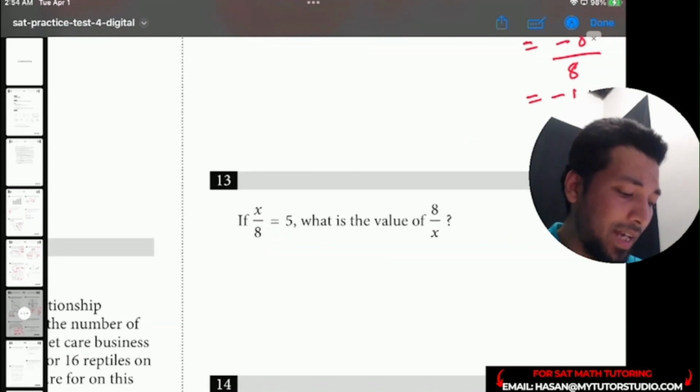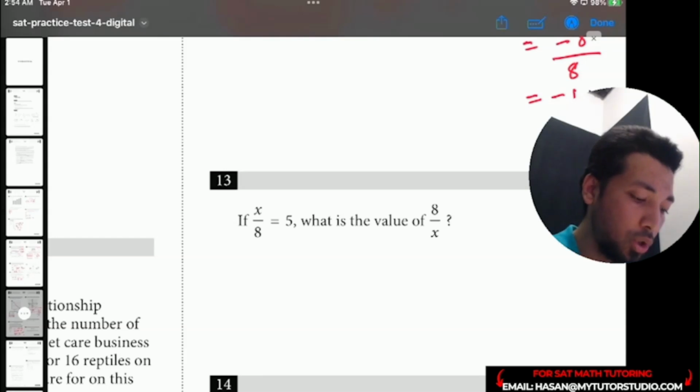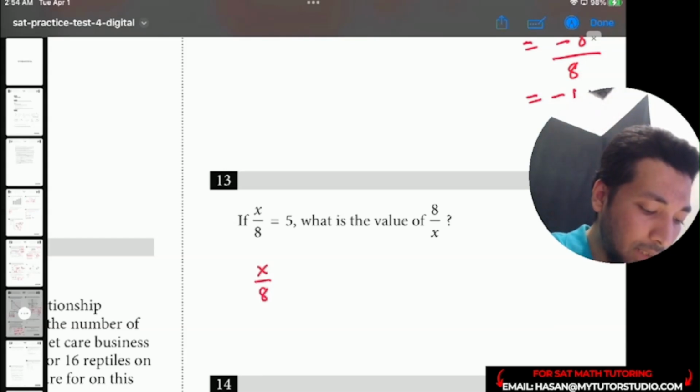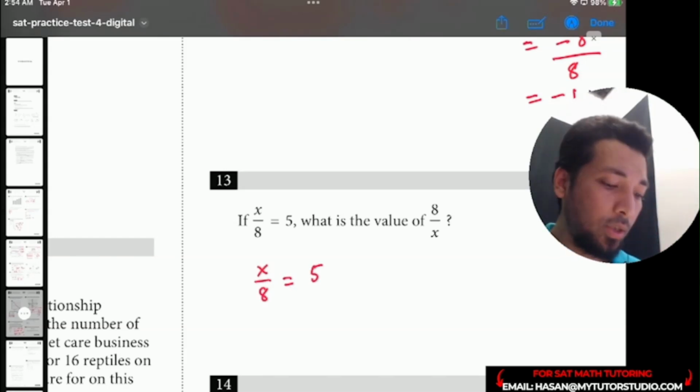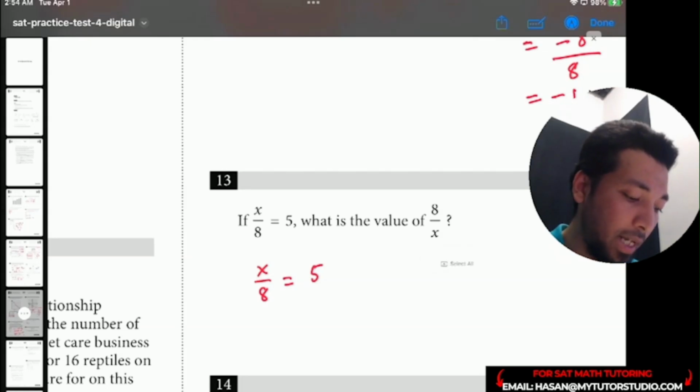Problem number 13. If x over 8 is equal to 5, what is the value of 8 over x? So we have x over 8 is equal to 5. We need to find the reciprocal of this x over 8. So we want to get the value of 8 over x. So let's see how we can do that.